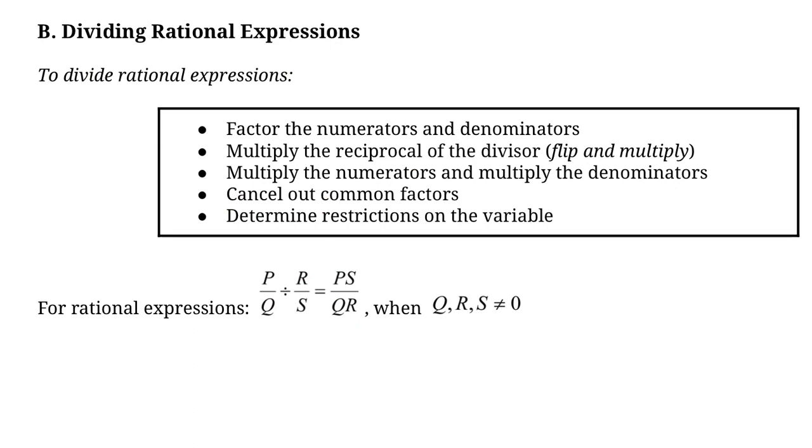So in our next couple examples, we're going to be dividing our rational expressions. So we'll still need to factor our numerators and our denominators as much as possible just to make it a little bit easier. And remember, when we're dividing our rational expressions, we need to take our second rational expression and flip it. So we're multiplying by the reciprocal. Then we'll need to multiply the numerators together, multiply the denominators together, cancel out any of our common factors, and determine our restrictions on our variable.